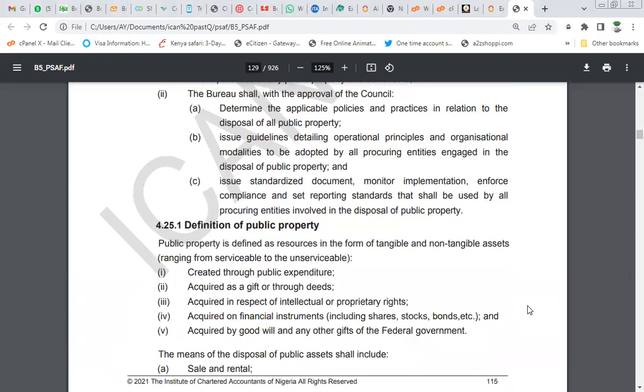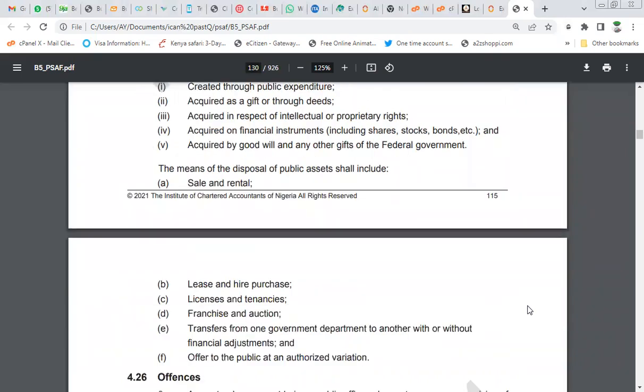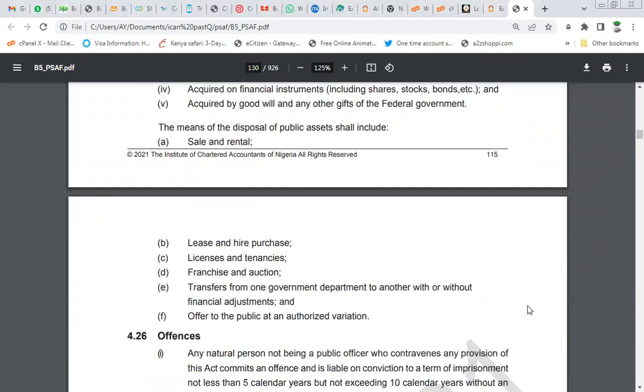Definition of public property. Public property is defined as resources in the form of tangible and non-tangible assets. Number one, created through public expenditure, acquired as a gift through deeds, acquired in respect of intellectual and proprietary acts or rights, acquired by good will and any other gifts of the federal government. The means of the disposal of public assets shall include sales and rentals, lease and hire purchase, license and tenancy, franchising and auction, other offer to the public at an authorized variation.